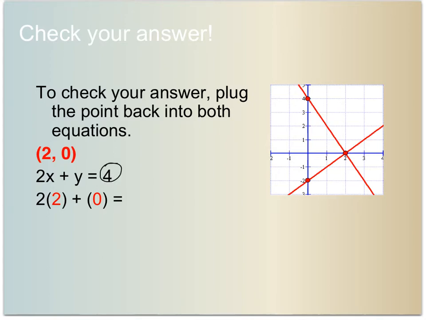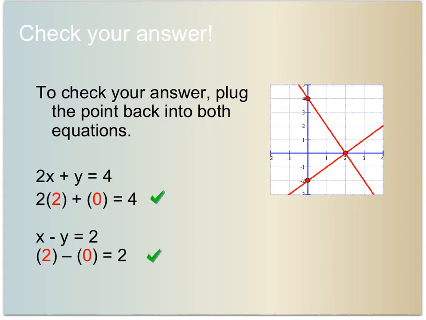Remember, we want to see if it gives us this result. Yes, it does. 2 times 2 is 4 plus 0. That does give us 4. And now let's plug it into the second equation and see if it works. Plug 2 in for x and 0 in for y again. Yes, that works as well.